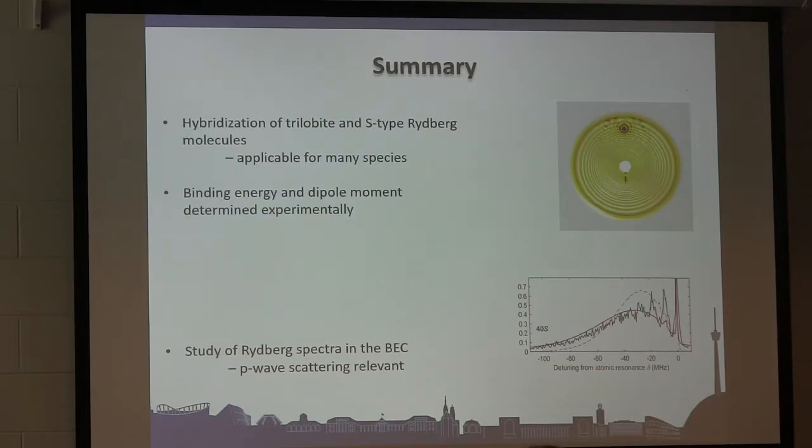So with this, I want to summarize. In the first part of the talk, I've shown you how one can hybridize S-type Rydberg molecules with Trilobite molecules, using the spin-orbit coupling of the nuclear spin with the Rydberg orbital angular momentum to hybridize these two states. We have seen this Trilobite state experimentally, and we've also determined its dipole moment. In the second part of the talk, I showed you what happens if you put a Rydberg atom in a very high density environment in the BEC.